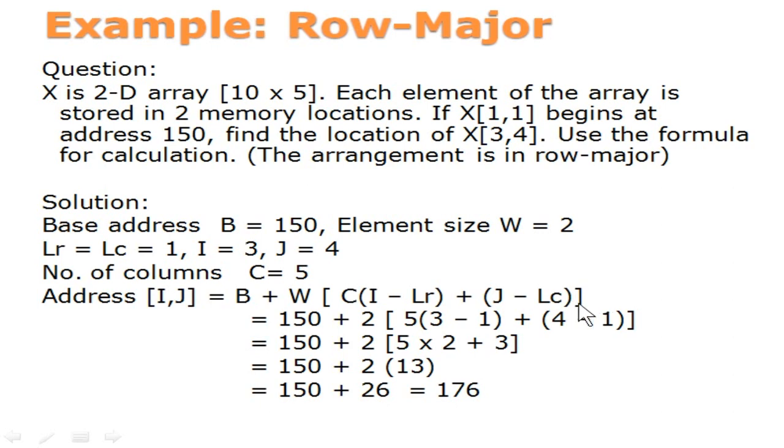Now you have to write the formula and then substitute the value, that is 150 plus 2 into 5 into 3 minus 1 plus 4 minus 1. So first we complete the innermost bracket. So 3 minus 1 is 2 and then 4 minus 1 is 3. Then again you calculate the outer bracket. So it becomes 5 into 2 is 10 plus 3 is 13. So 150 plus 2 into 13. So 2 into 13 is 26. So 150 plus 26 is 176. So this is the final answer for this question.